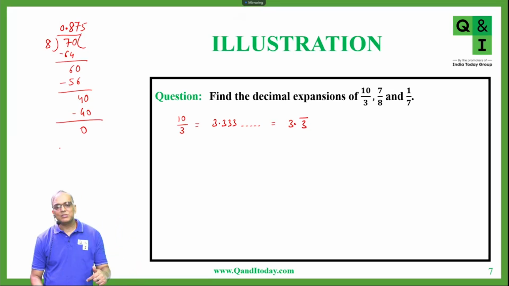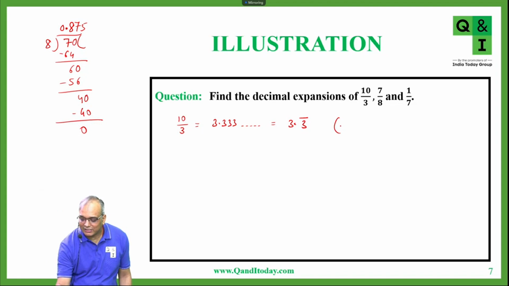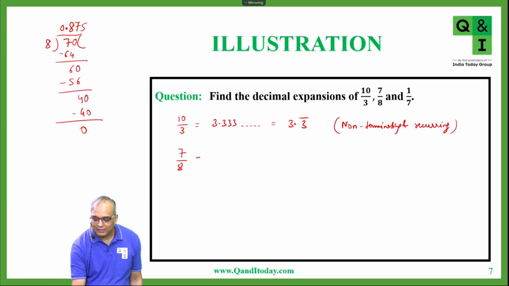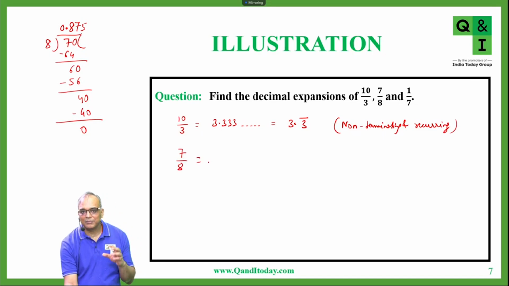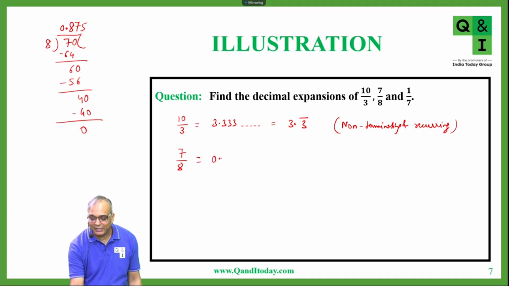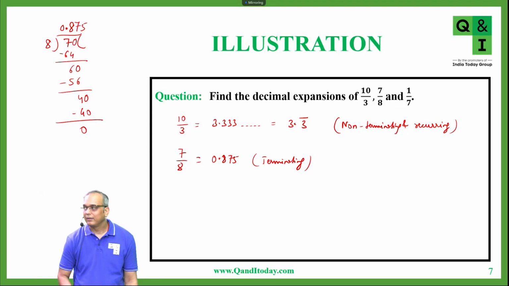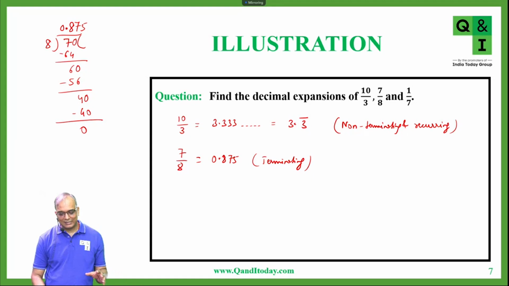When the remainder becomes 0, that means this is a terminating decimal. So what kind of decimal was this? This was non-terminating and recurring. Now for 7 by 8, because you are getting a remainder as 0, this will be terminating. So this is 0.875. So this is a terminating decimal. Clear? Till this point, is it clear?